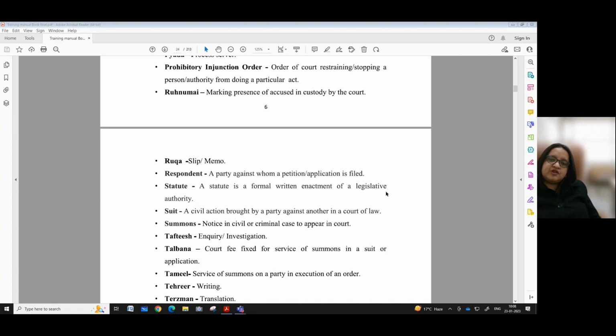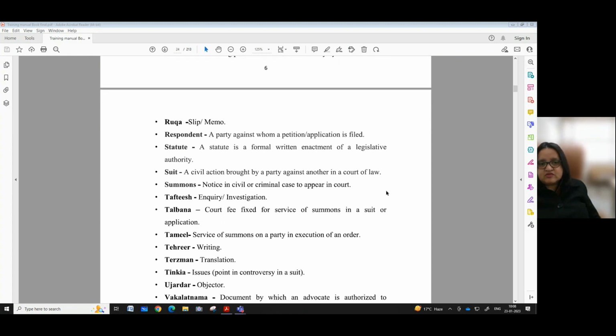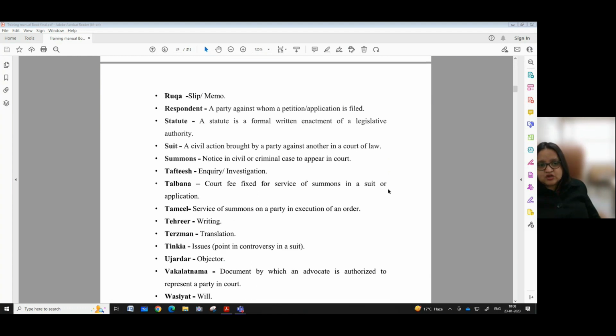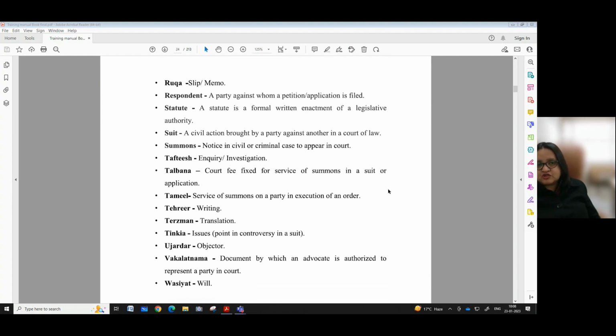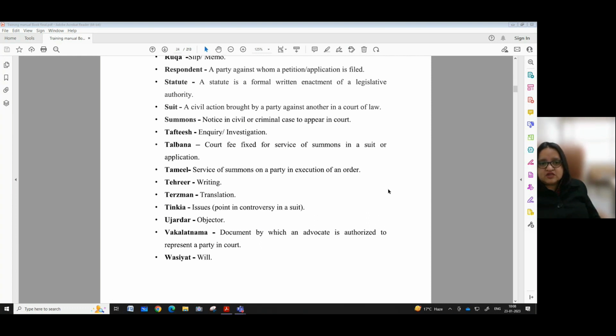Statute, a formal written enactment of a legislative authority. Suit, a civil action brought by a party against another in a court of law. Summons, notice in civil or criminal case to appear in court. Taftish, inquiry or investigation. Talbana, court fee fixed for service of summons in a suit or application. Tamil, service of summons on a party in execution of an order. Tehreer, writing. Tarzuma, translation. Tinkia, issues, point in controversy in a suit.